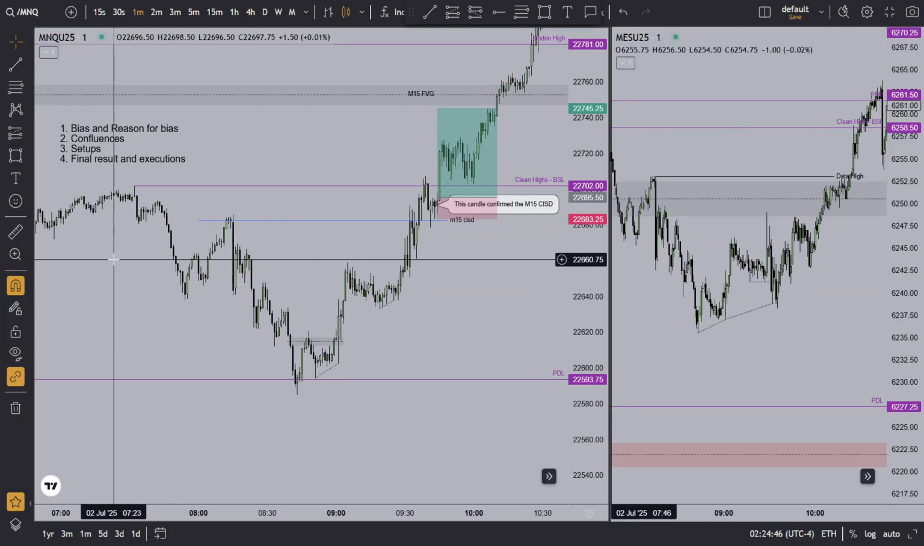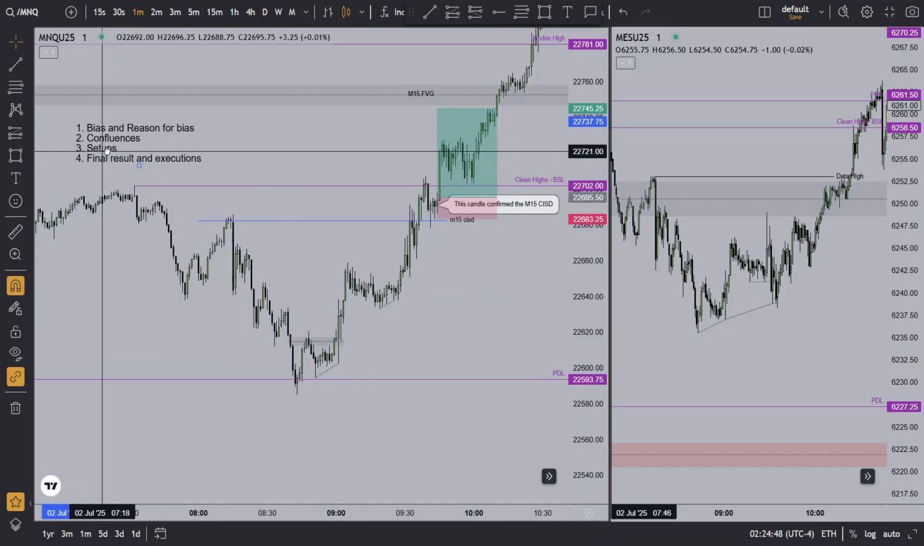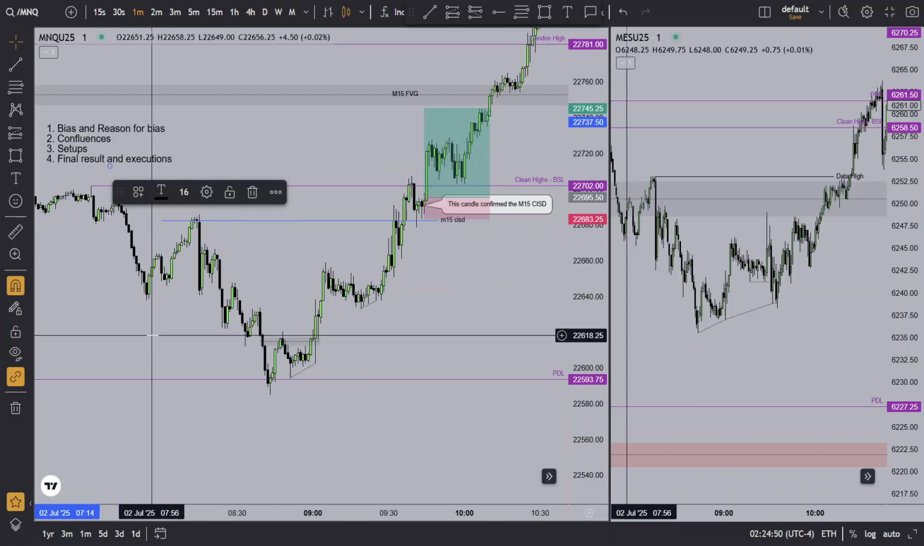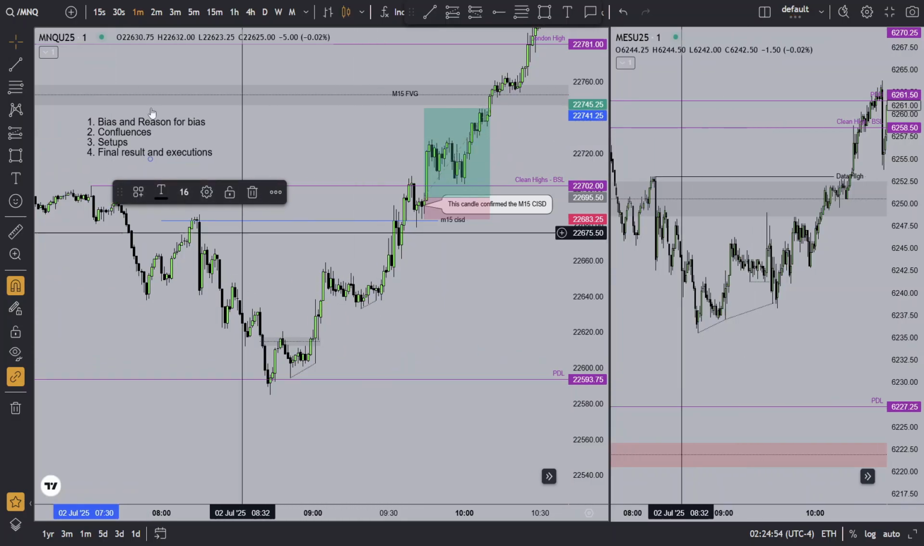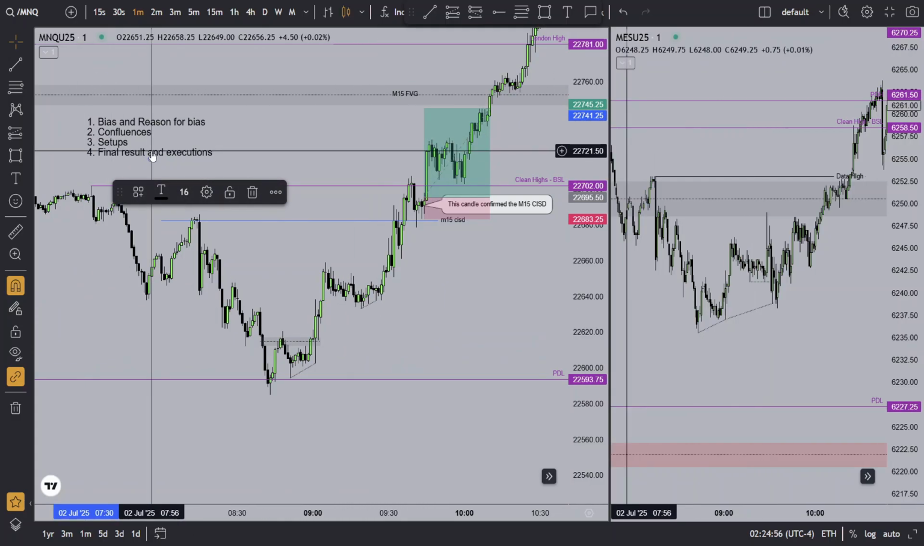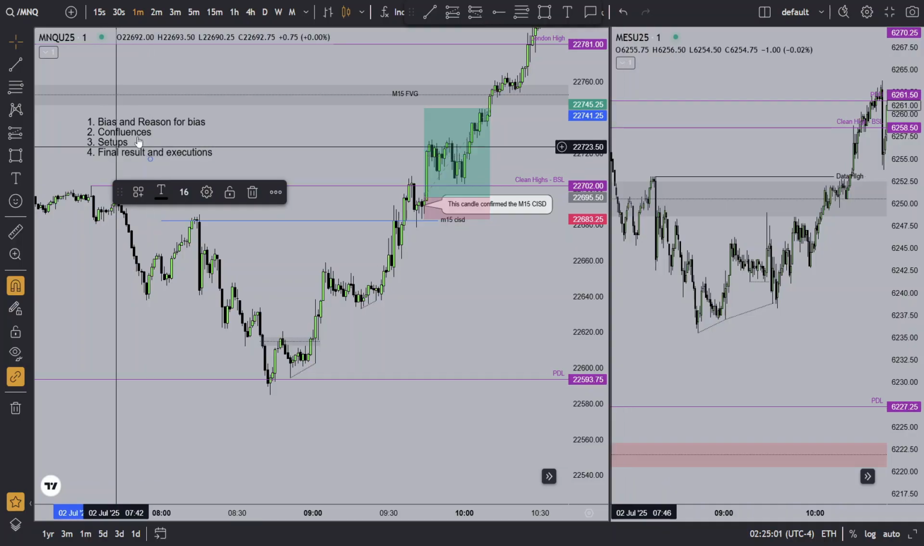So today we'll be discussing the trade recap for 2nd of July 2025, and I took both longs and shorts. First of all, we will talk about the trade recap in four parts. And for the first part, we will be talking about the bias.